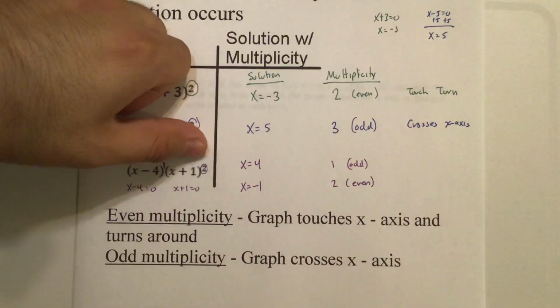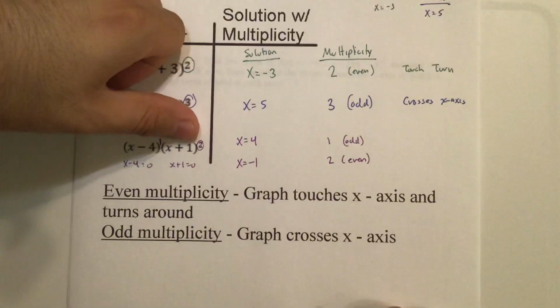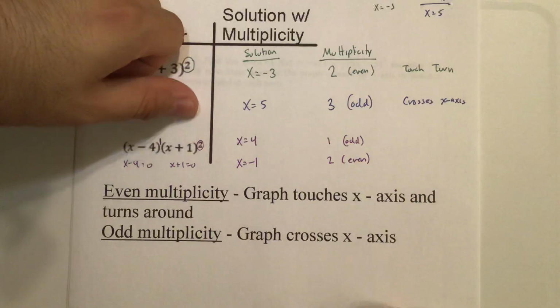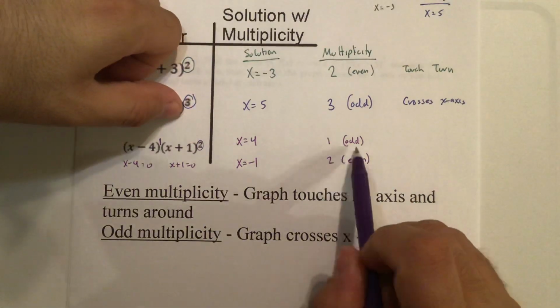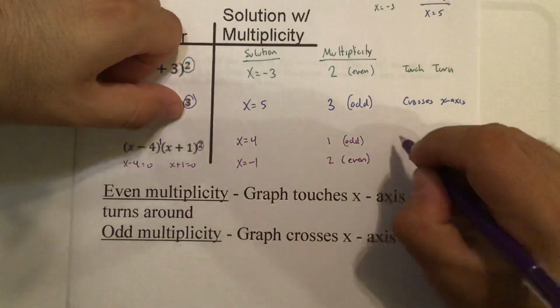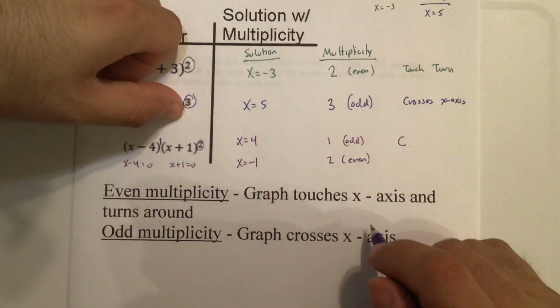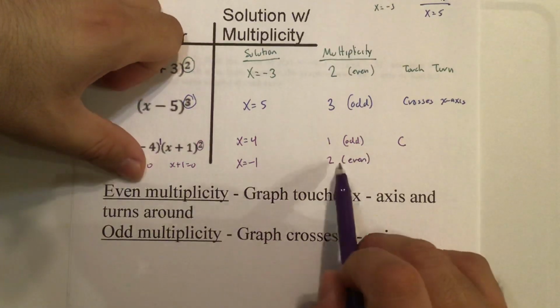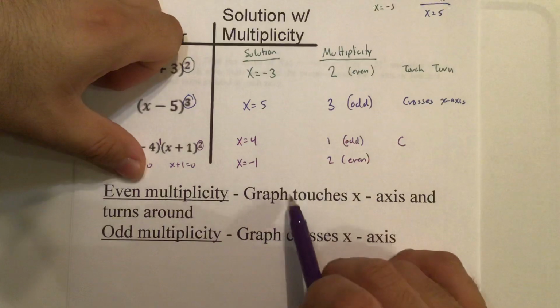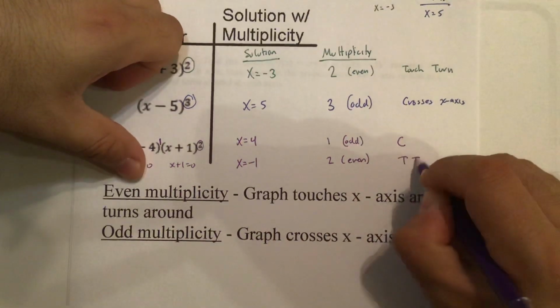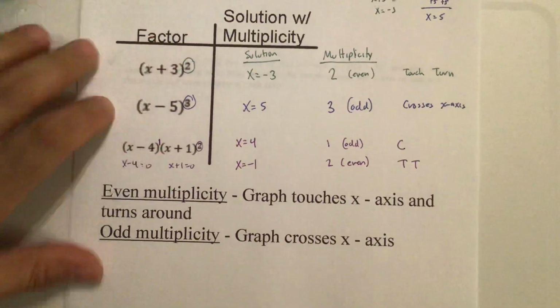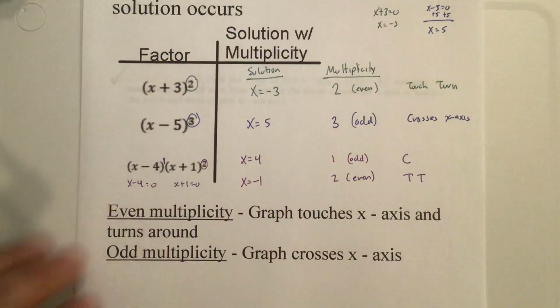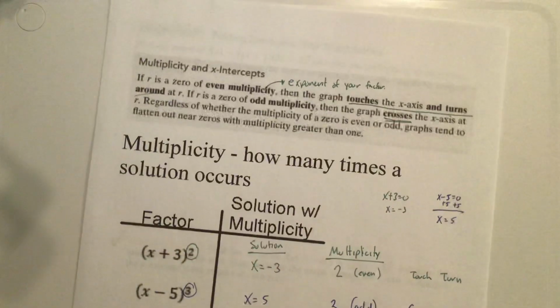And then how I actually write these when I'm talking about whether it touches and turns or crosses the x-axis. So for this first one, odd, it crosses. So I'm just going to put a C for crosses the x-axis. And for the second one, it has even multiplicity, so it touches and turns. So just T and T. So it touches and turns at the x-axis. Okay. All right, moving on to the last one.